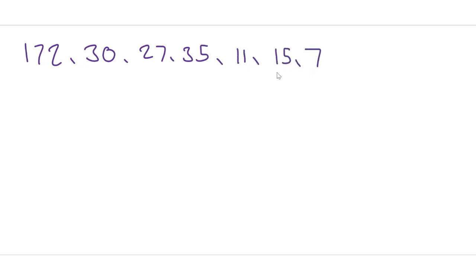So let's go back to the example of a cricket team. I'm just going to put in some scores. The first guy gets 172. The next guy picks up 30, then someone gets 27, 35, 11, 15, 7. How many have we got here? 1, 2, 3, 4, 5, 6, 7. Well, not everyone has to play, so we'll just do one more, and that will be a 20.